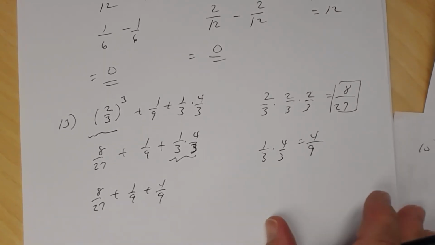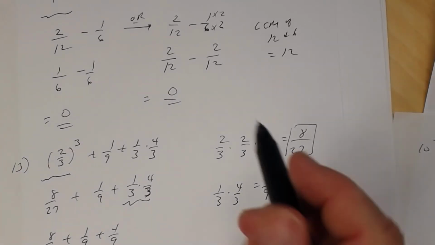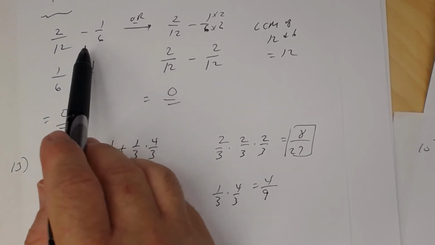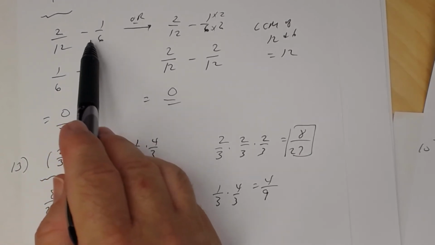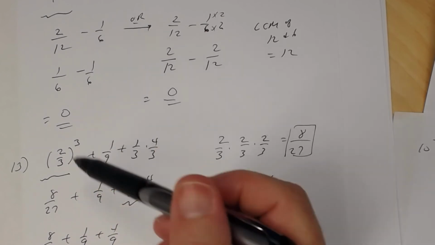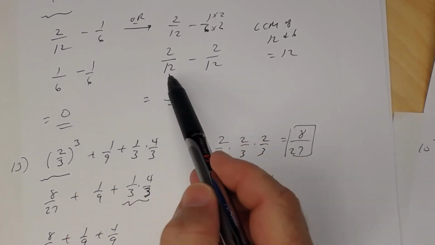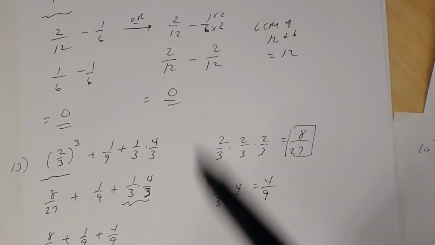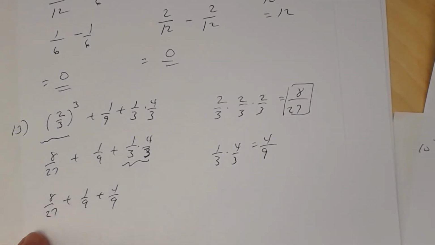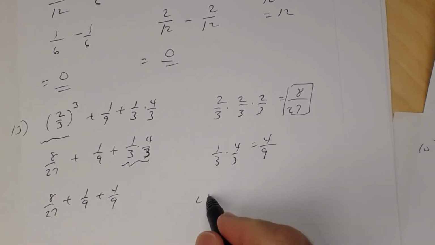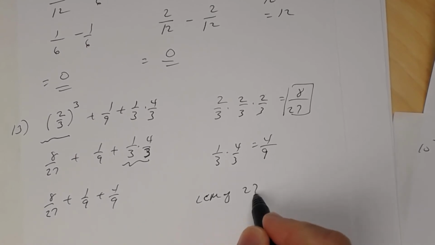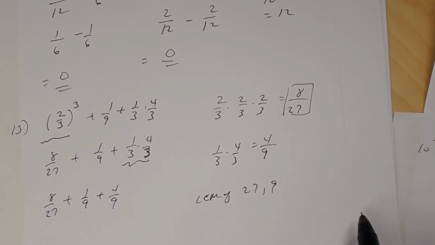Okay? Now, just like we did a while ago, when you add or subtract fractions, remember, you've got to have the same denominator. Your denominators have to be the same. So here, my denominators are different. I have 27, 9, and 9. So let's go ahead and find the least common multiple of 27 and 9.